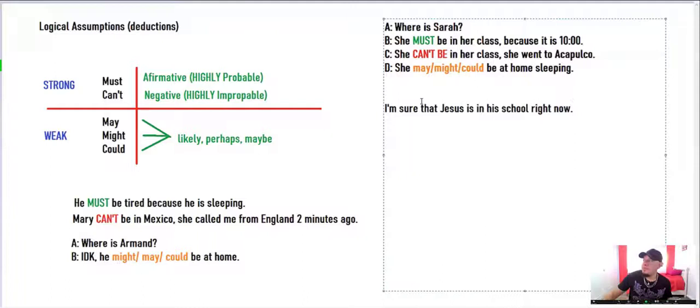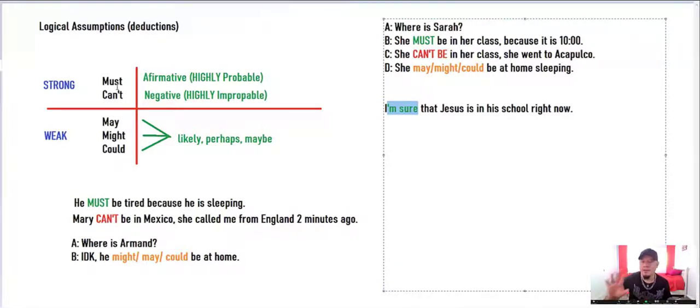What we are expressing here is, check it, let me highlight. If you notice this phrase, I'm sure that, it is expressing a high degree of probability. So your assumption is with a strong, with a high degree. So when we say, I'm sure that Jesus is in his school right now, what we are using is an equivalent of this modal verb, must.